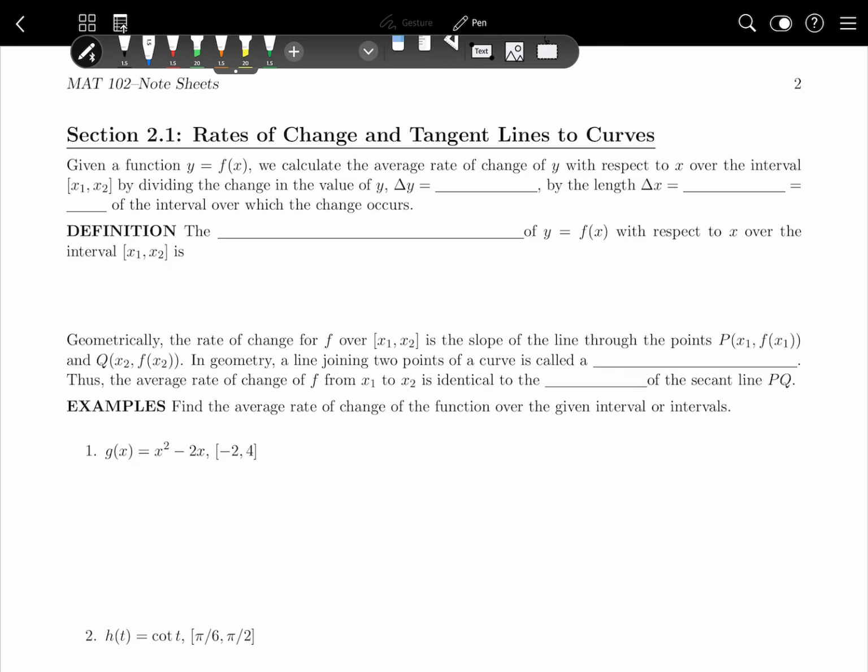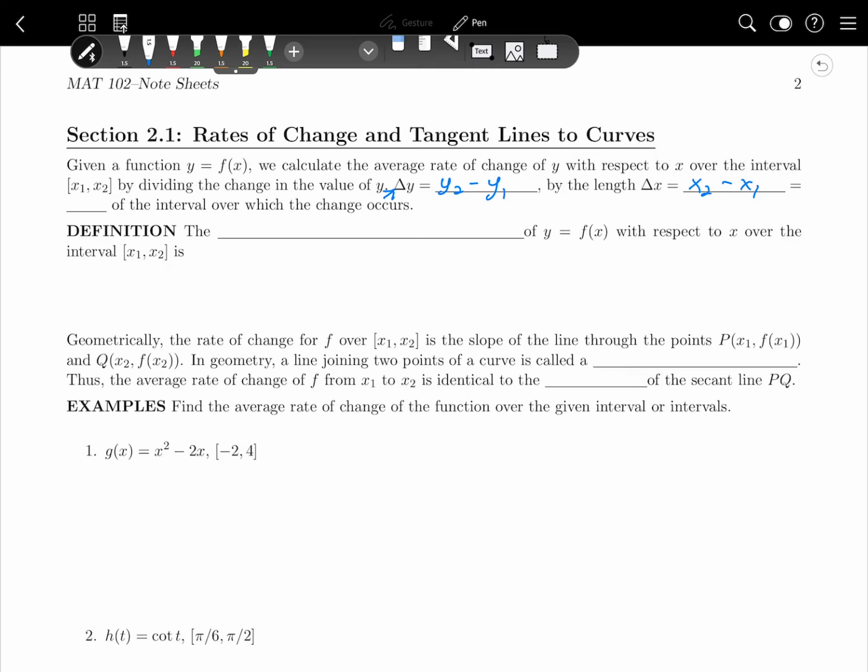So given a function y equals f of x, we calculate the average rate of change of y with respect to x over the interval x sub 1 to x sub 2 by dividing the change in the value of y. This little symbol here is the Greek letter delta, and it just stands for change. So the change in y is simply y sub 2 minus y sub 1, and then we divide by the length of delta x, the change in x, so x sub 2 minus x sub 1. We divide those over the interval in which the change is occurring.